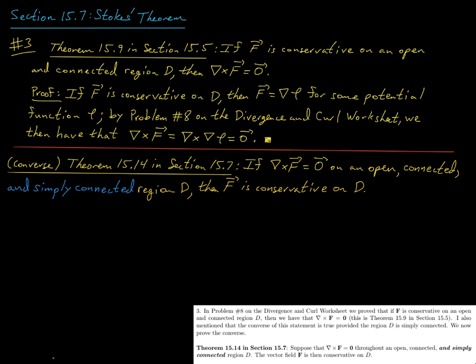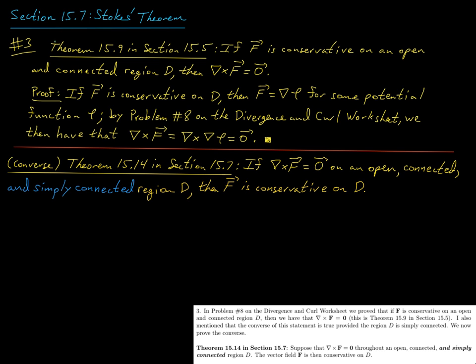All right, in question 3, it says, in problem number 8 on the divergence and curl worksheet, we proved that if F is conservative on an open and connected region D, then the curl of F is equal to 0. This is theorem 15.9 in section 15.5 in our text. Now I had mentioned that the converse of that statement was also true if the region D is also known to be simply connected. So in this video, we're going to prove that converse statement using Stokes' theorem.